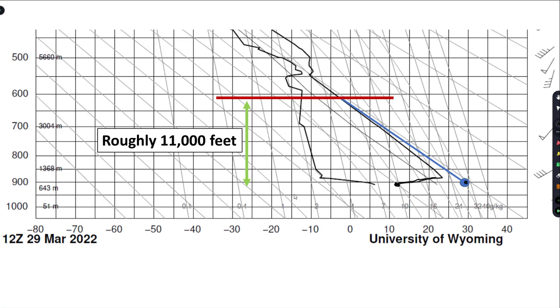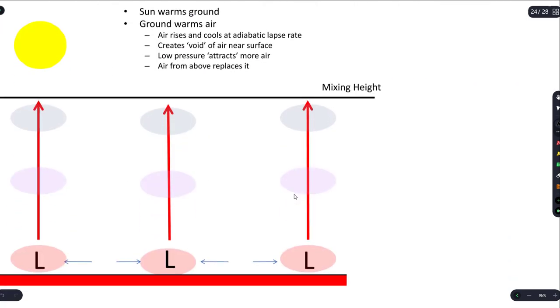Now, that is exceptionally important, and I say it's exceptionally important for a couple of reasons. Not only do we have rising air in this area, due to continuity, we also have to have sinking air in that same layer. So as the sun warms the ground, the ground warms the air, and the air rises and cools at the dry adiabatic lapse rate. But that creates a void of air near the surface. It basically creates a low-pressure area.